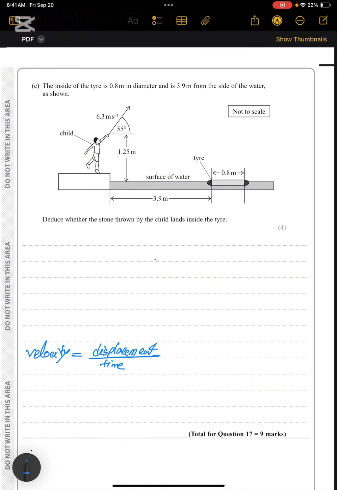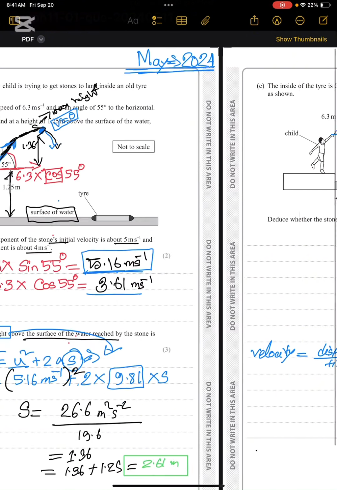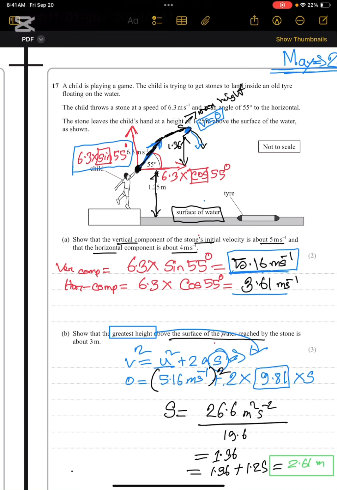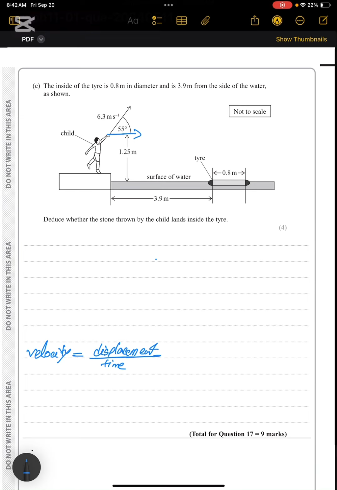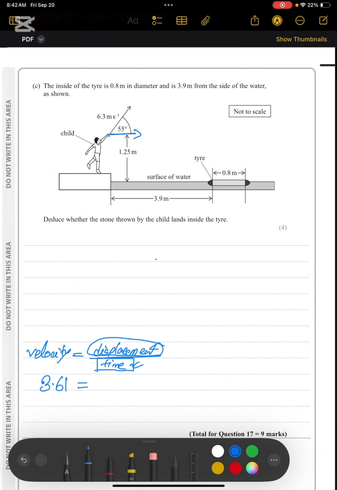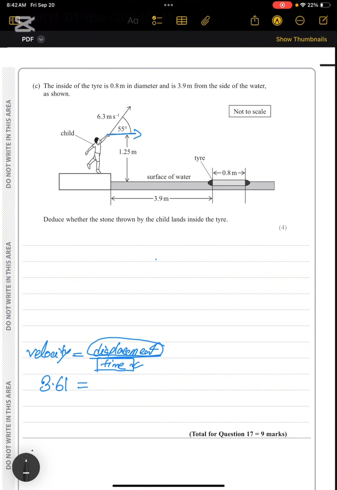So we have the horizontal velocity, which we found out there. This was the horizontal component of the velocity, 3.61 meters per second, which we will use right now because we are finding the horizontal displacement. We have to find this displacement, but we don't have the time. So in order to find the horizontal displacement, we have to find the time taken for the whole motion.